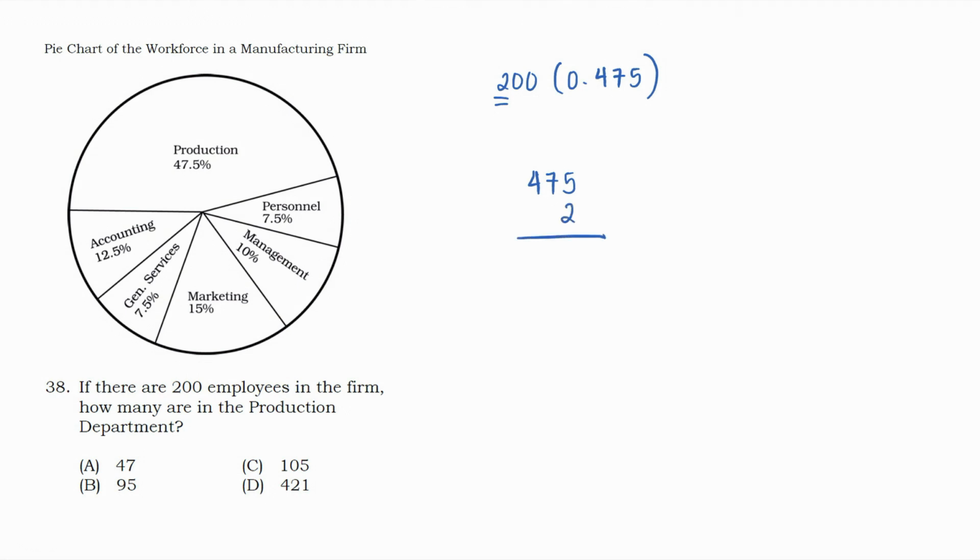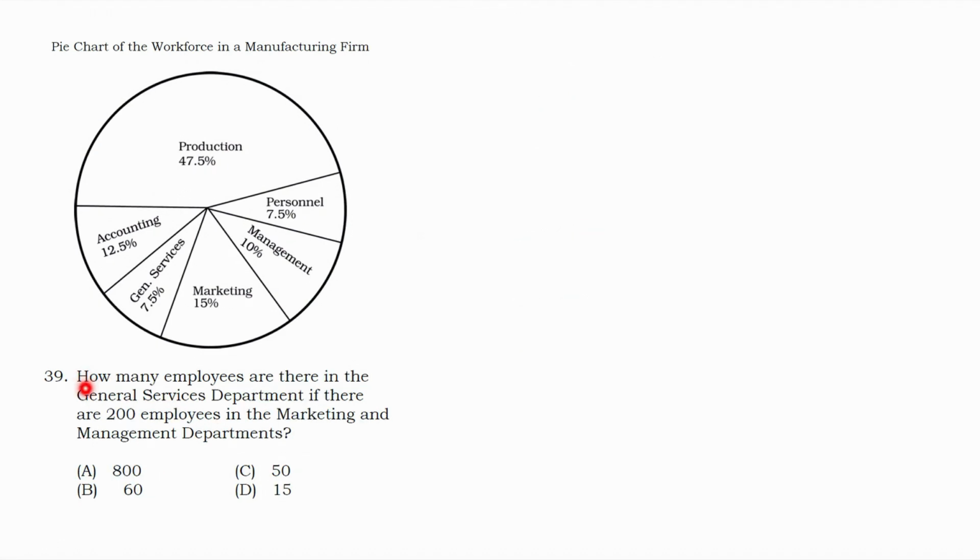So, 475 times 2. So, 10, carry 1. 7 times 2 is 14, plus 1. So, 15, carry 1. And then, 8 plus 1 is 9. So, meron tayong 950. And then, i-add natin yung dalawang 0. And then, as you can see here, meron tayong 3 decimal places. So, i-move lang natin, 1, 2, 3. So, yung final answer natin is 95. This one is the number of employees. Letter B.